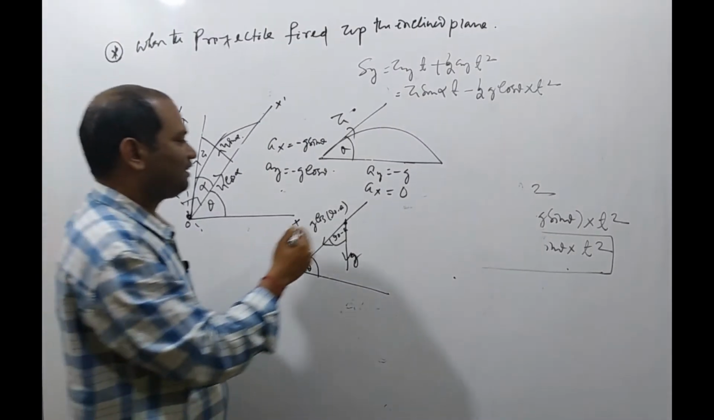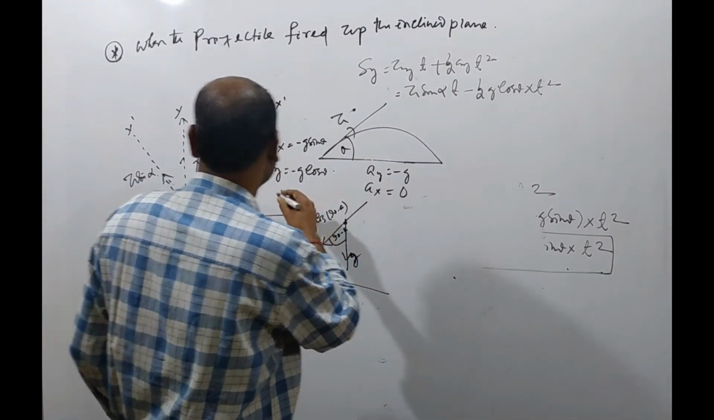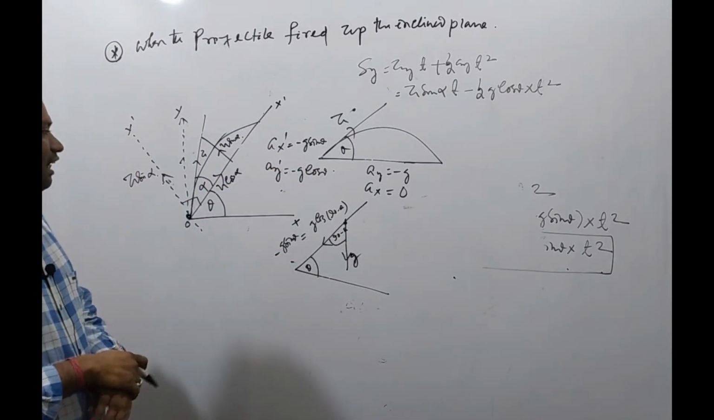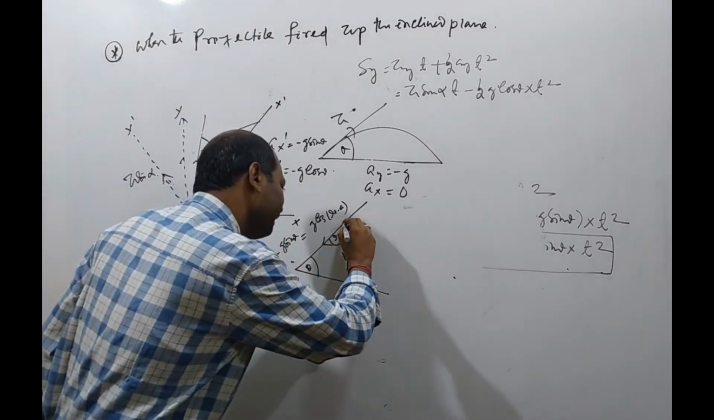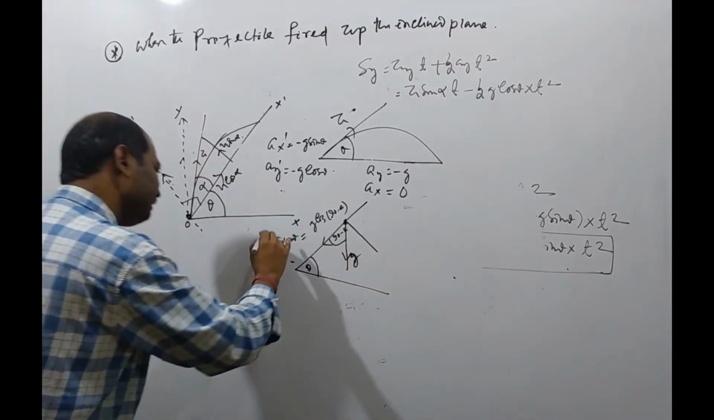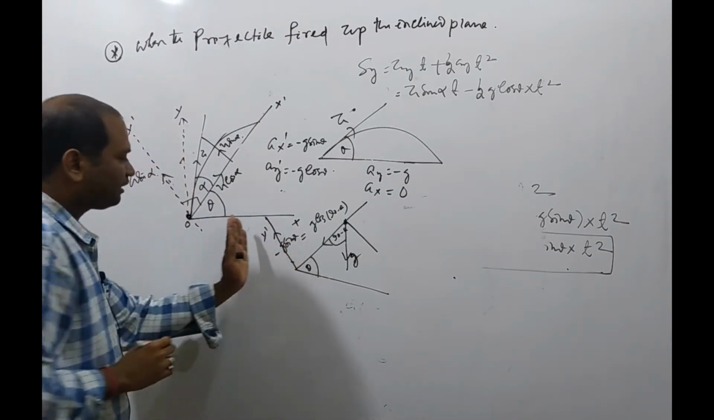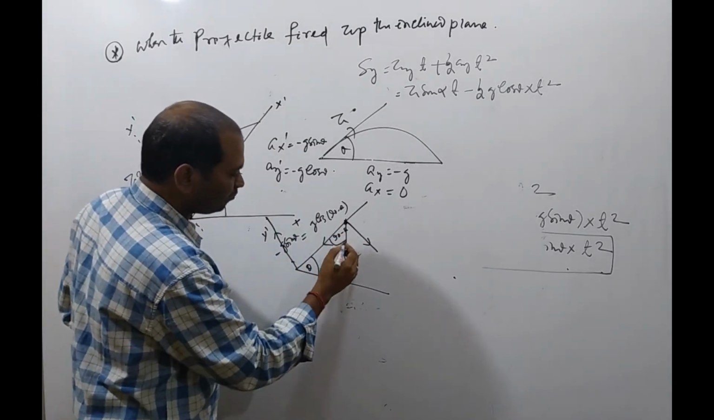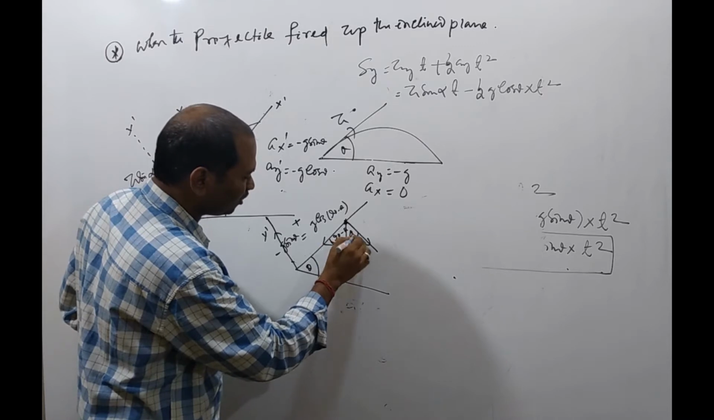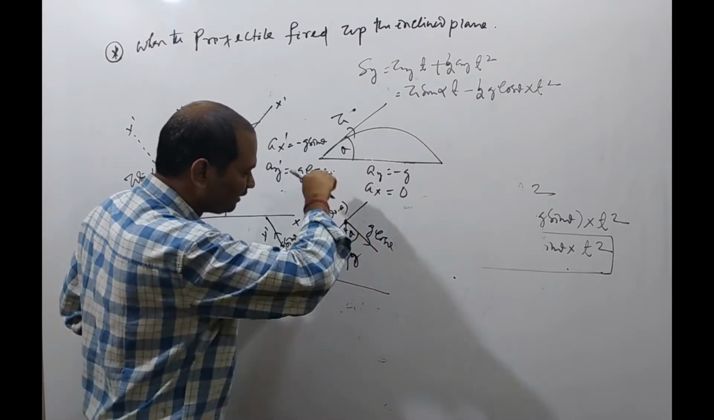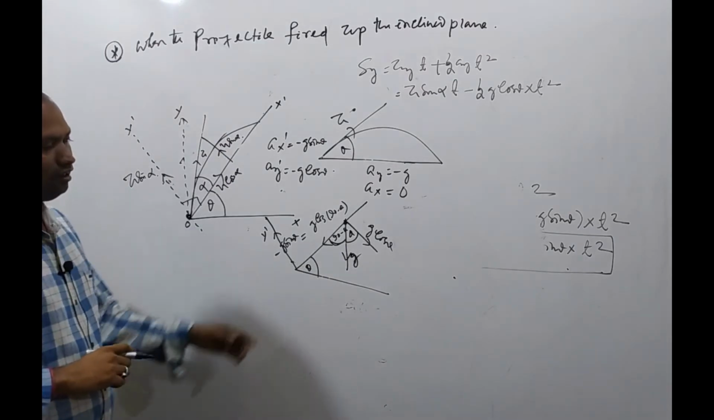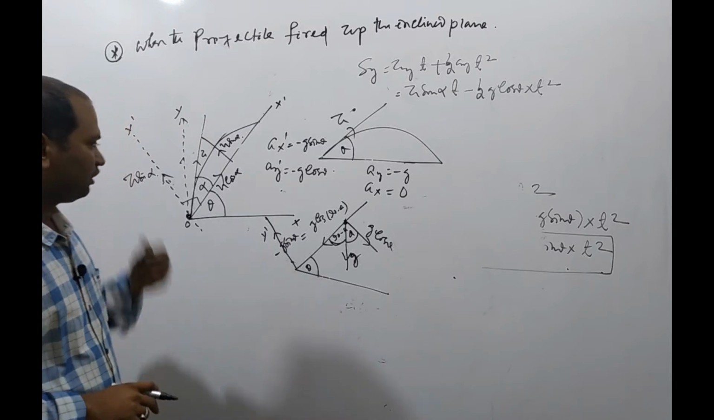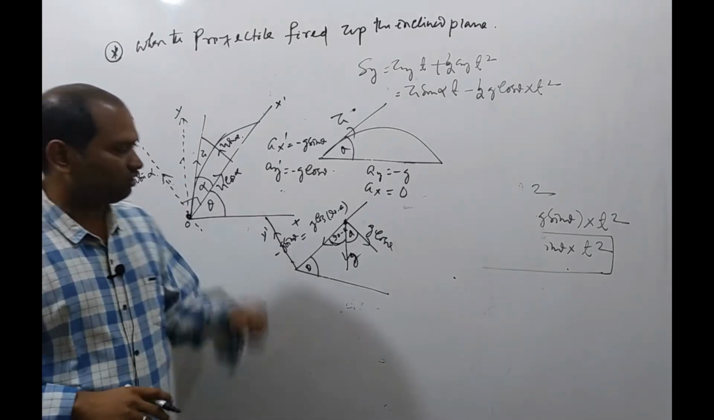This is ax dash, ay dash. Ax dash is equal to minus g sin theta and ay dash, here you see, this axis is y dash. This is positive y dash, and this will be negative y dash. If this angle is 90 minus theta, this angle must be theta. This is g cos theta and it is in the negative Oy dash direction. So ay dash is equal to minus g cos theta.